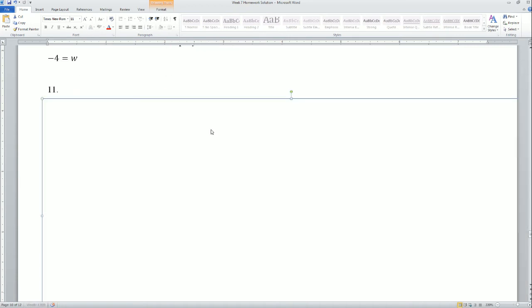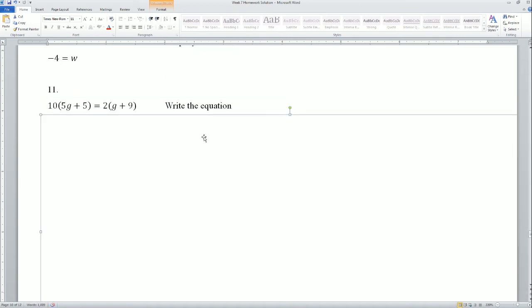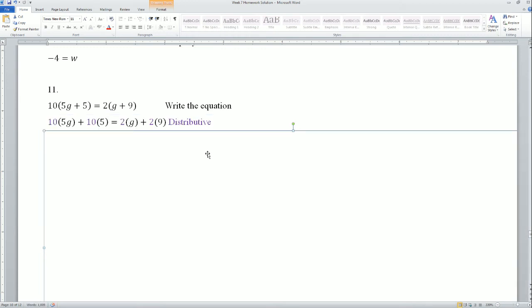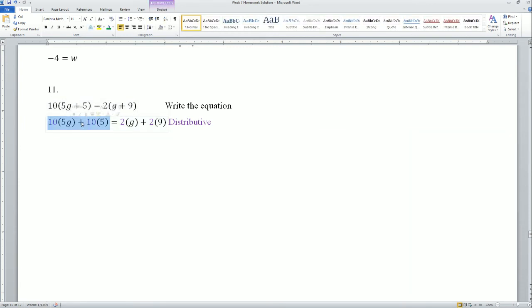We have 11 now. Okay, 10 parentheses 5g plus 5, close the parentheses, equal to 2 parentheses 9 plus g plus 9. You want to distribute, right? So notice how I'm distributing the 10 to each term. So 10 times 5g, that's the first one. 10 times 5, that's the second one.